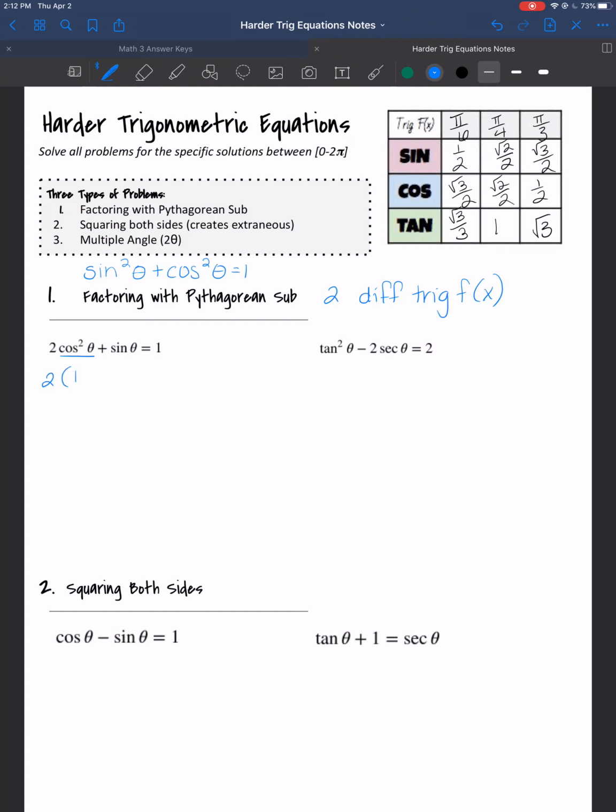So 2 times 1 minus sine squared theta plus sine theta equals 1. Now I'm going to distribute that out. 2 minus 2 sine squared plus sine theta equals 1. Our goal here is to set this up to factor, so of course it would make more sense to have a positive leading coefficient, so I'm going to move everything over to the right side of the equation. 2 sine squared minus sine theta, subtract 2 from 1, and that'll leave you with negative 1.